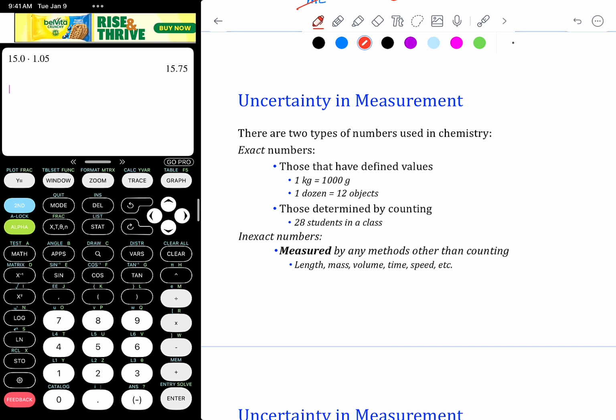Exact numbers are also determined by counting. There are 28 students in our class. I can't have a half a student. Can't have that. So there's exactly 28 students in our class.